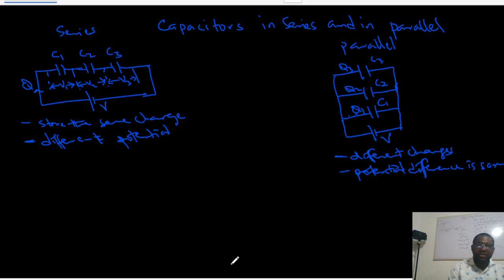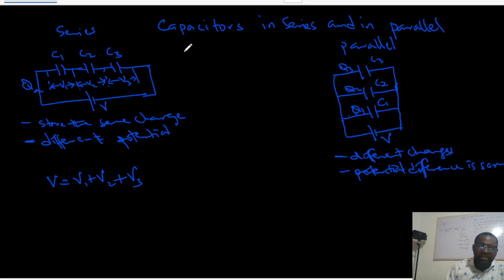For capacitors in series, they store the same amount of charge, but different potential difference. But for capacitors in parallel, they store different charges but the same potential difference. Don't forget this. This is one thing that is common between these capacitors and resistors. It is the same condition. Now, since we have different voltages stored across them, the total voltage is going to be V1 plus V2 plus V3.